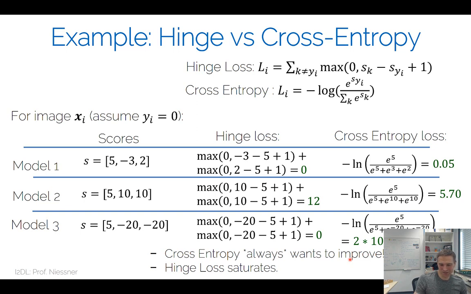Okay, so this is the motivation why the softmax and the cross entropy is superior to the Hinge loss, right? It still tries to further improve the respective loss. This is why most people are using it in practice. Okay, so these are the two main loss functions for classification.